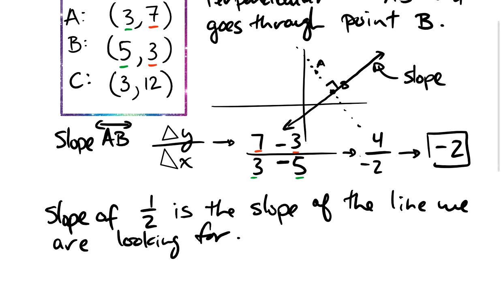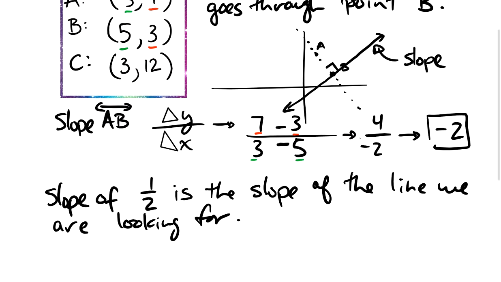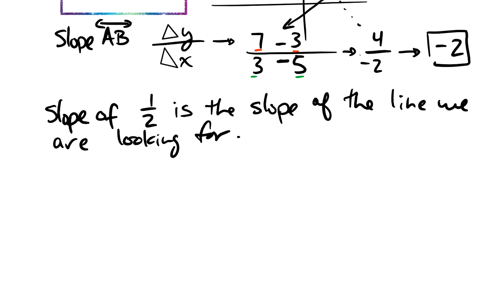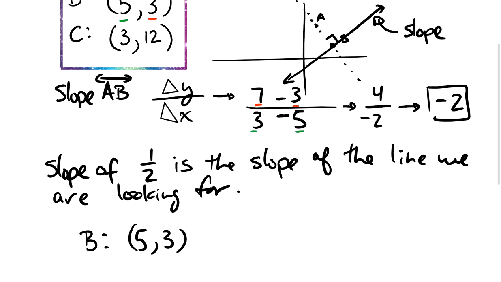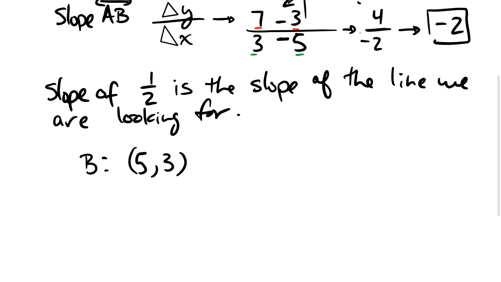Okay, so I've got my slope, and I know that I want it to go through point B. So now all I need to do is just use that point B and the slope in order to find the equation of the line. So B, for reference, I'll write it down here. B is going through 5, 3. X is 5, Y is 3. You can see it's right there, 5, 3. And I have a slope not of negative 2. That's the slope through AB. I have a slope of positive 1/2. That's the slope I'm using.